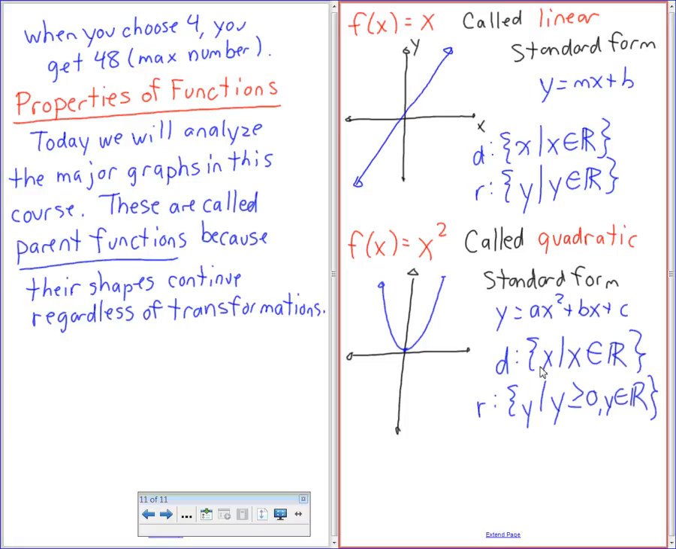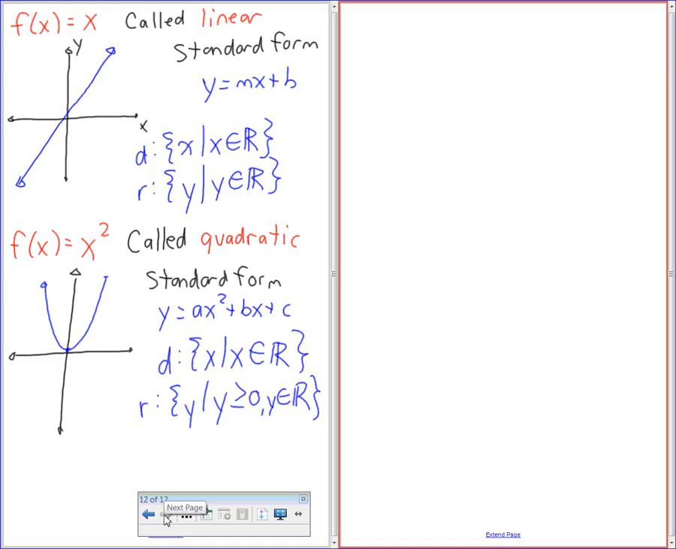All right, the next graphs are new ones. The next 4 are new ones. Here we go, number 3. And we're going to use all of these this year, or this unit actually. f of x equals the square root of x. This is called a square root function.